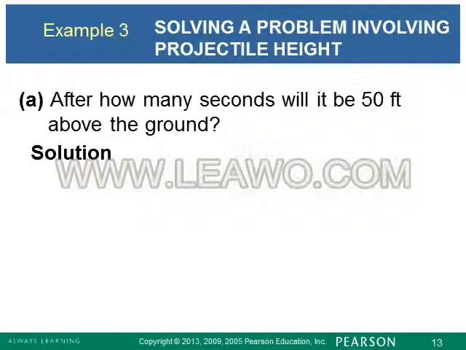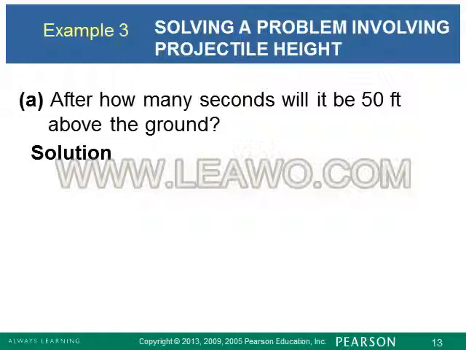Which one do we need to find? Well, the question says, after how many seconds will it be 50 feet above the ground? We're looking for t. So in that first blank in the box, you need to put t. We need to find t. And we were given the s, or the height, in the problem.